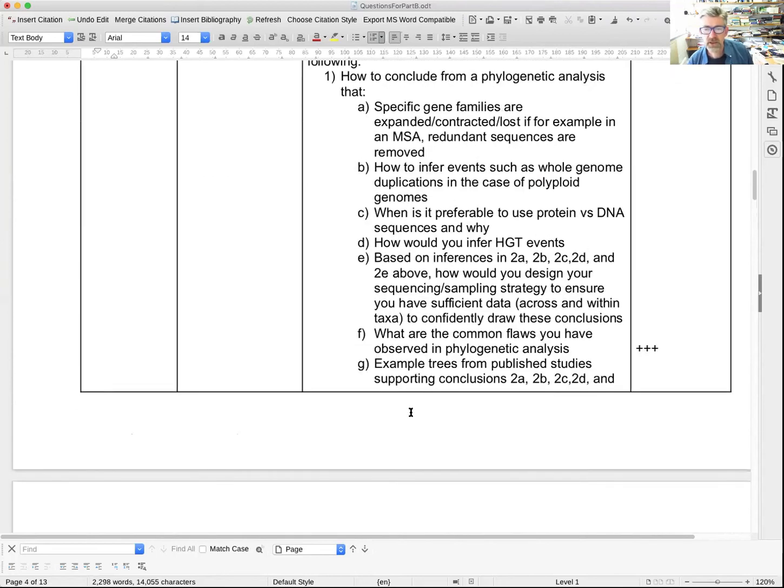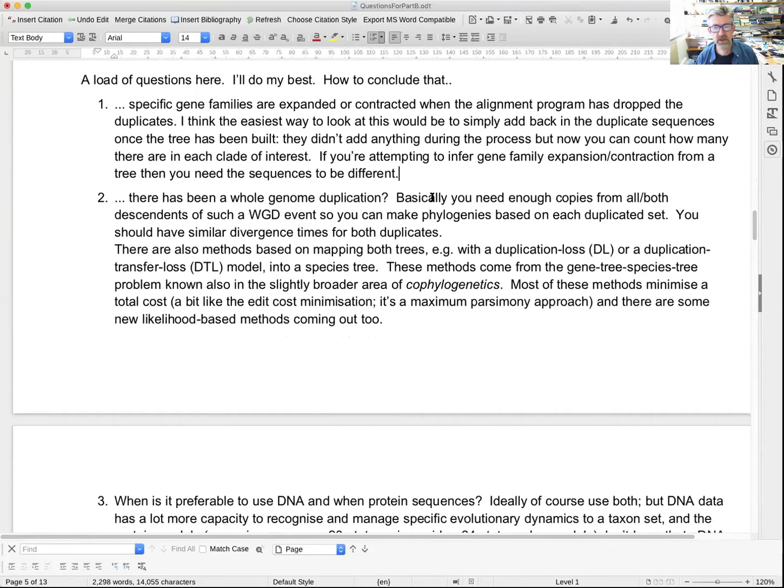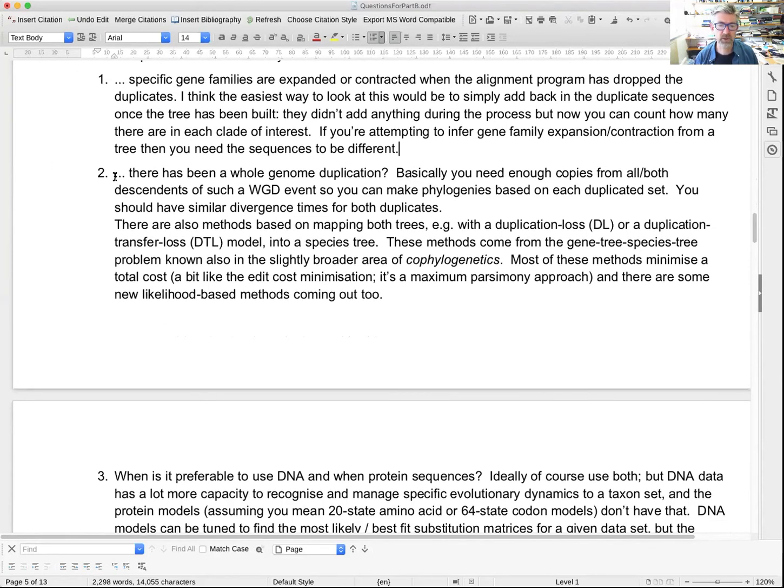Okay, next question is how you would infer events such as a whole genome duplication in the case of polyploid genomes. Well, I think if you know it's a polyploid genome, then you know there's been a whole genome duplication at some point. I guess it's a question of finding out when it was. So basically to do that, you need enough copies from both descendants of such an event, a WGD, whole genome duplication event, so that you can make phylogenies based on the complete set.